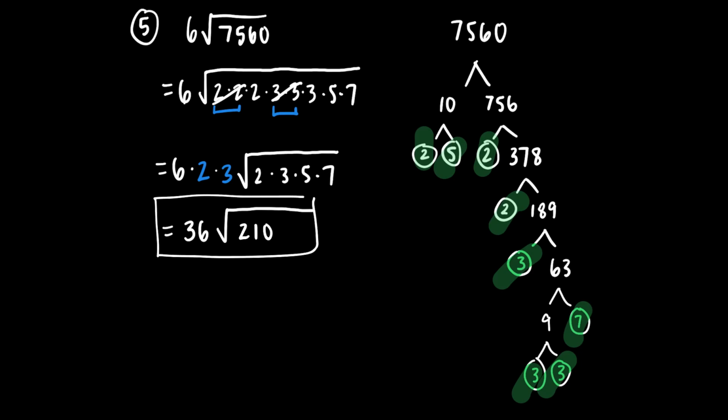So there you go. If you ever wanted to know, apparently 6 times the square root of 7,560 is equivalent to 36 times the square root of 210. If you don't believe me, throw it in your calculator and try it. But I bet it'll work.